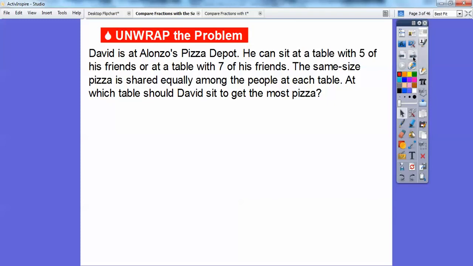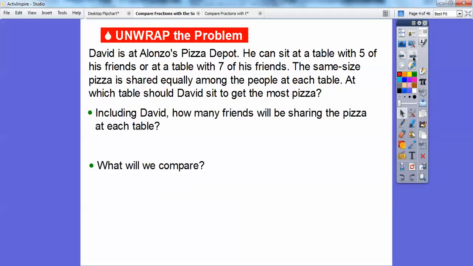Okay, David is at Alonzo's Pizza Depot. He can sit at a table with 5 of his friends or at a table with 7 of his friends. The same size pizza is shared equally among the people at each table. Which table should David sit at to get the most pizza?